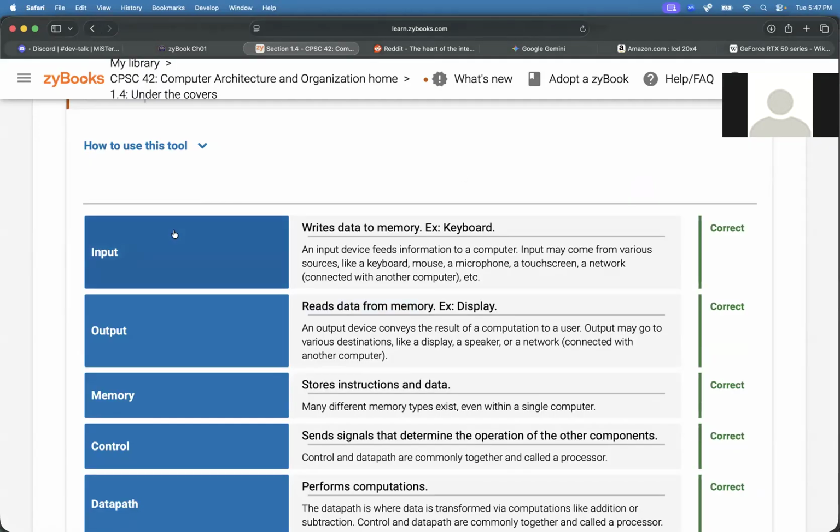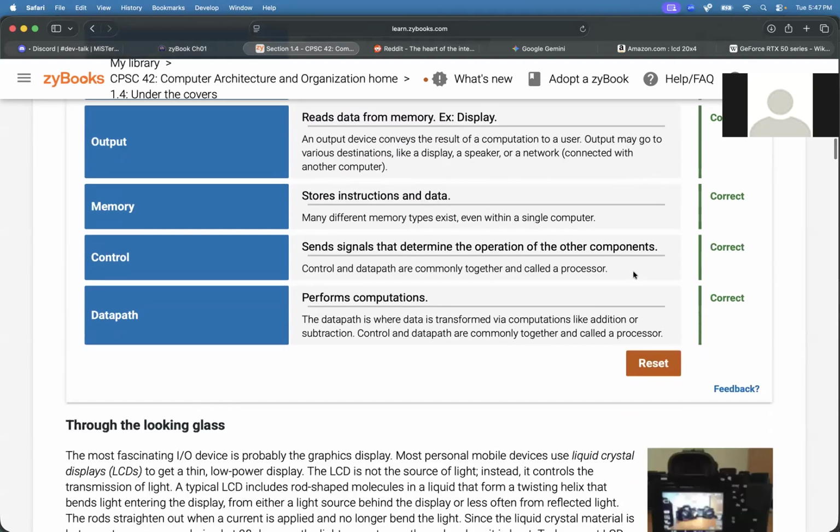I was thinking like writing data to memory would be outputting because we're outputting from the computer to the memory was what I was thinking, but that's not how they're thinking of it. Okay.